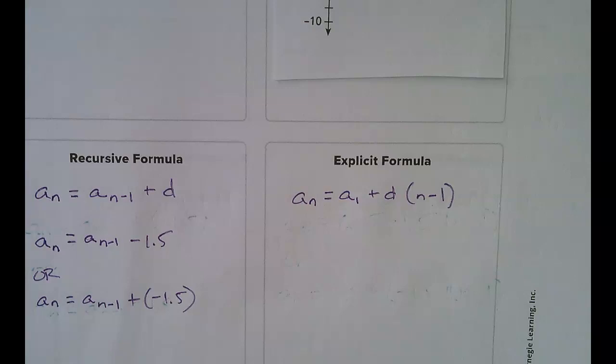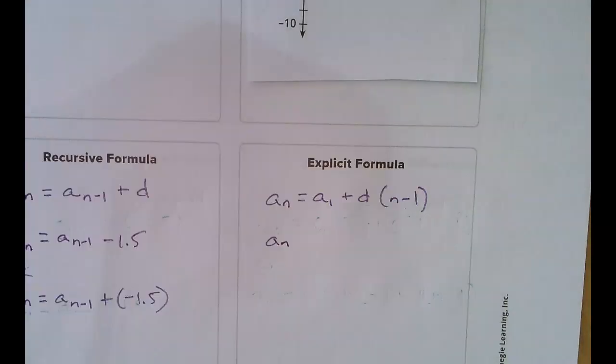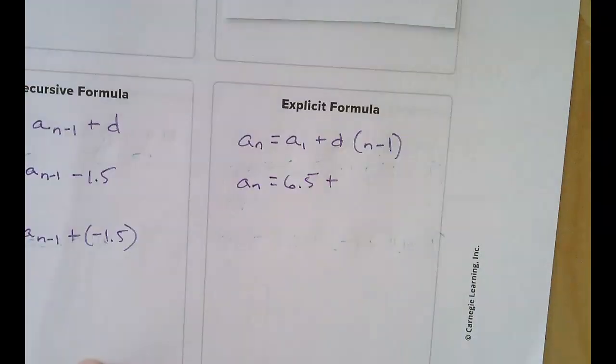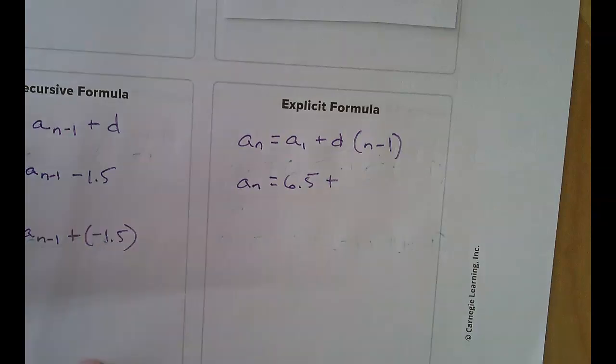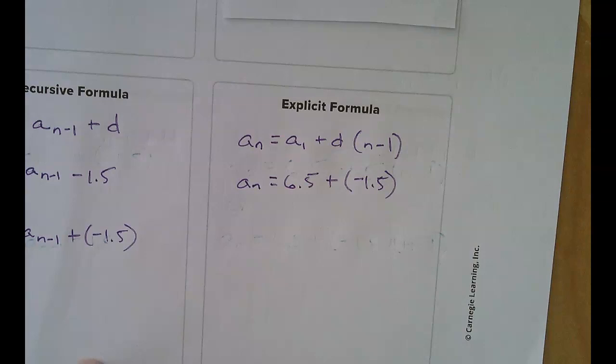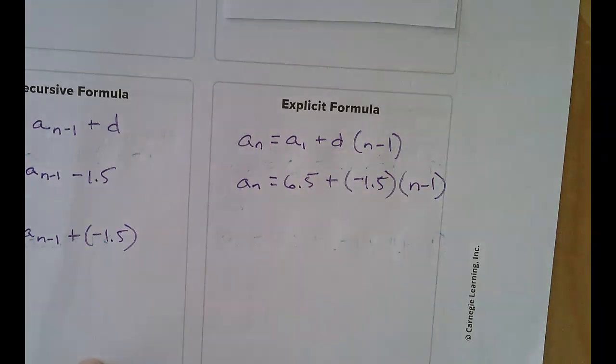Now let's write our explicit formula. For this one, we'll need to know our first term and our D. A sub n, the term we're looking for, equals our first term of the sequence, which in this case is 6.5, plus our D, which you'll recall is negative 1.5, times n minus 1. And that is one way to write this formula.